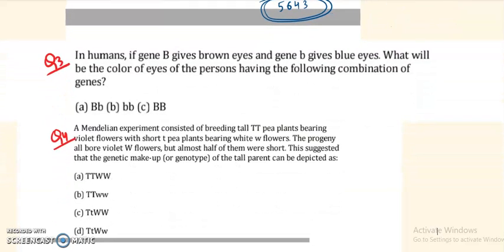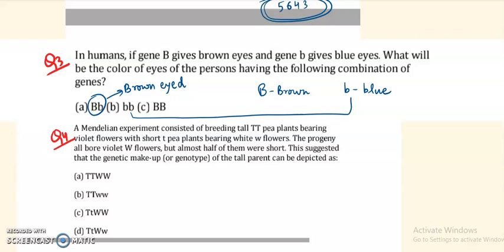In human beings, if gene capital B is for brown eyes and small b is for blue eyes, what will be the color of the eyes of the persons having the following combinations of genes? See here, capital B, small b means heterozygous condition. In heterozygous, one dominant and one recessive allele is there. So here, because one dominant allele is there, the color of the individual will be brown. Brown-eyed individual will be there.